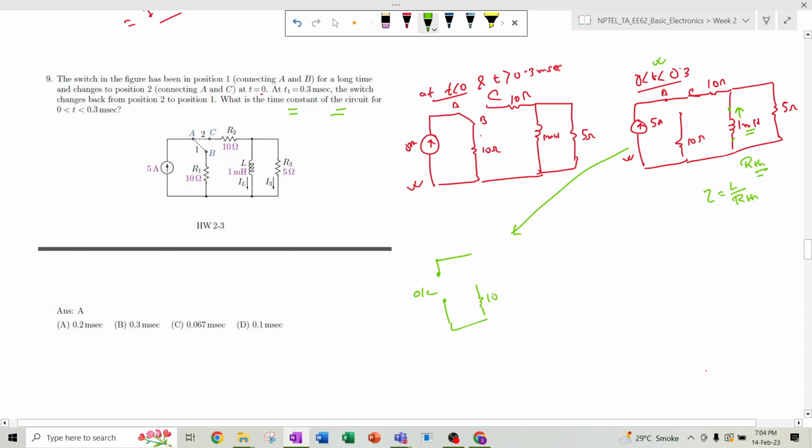There is a 10 ohm which is not connected here, that means that is open, and then we have 10 ohm over there, and here we have point A and point B, that is we are opening this inductance. Okay, and here we have 5 ohm.